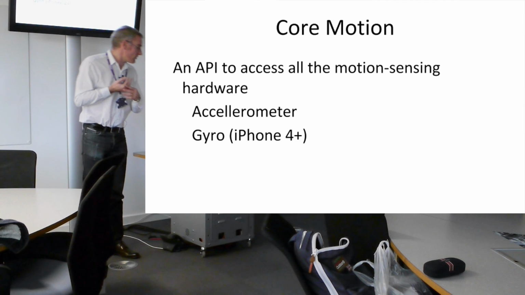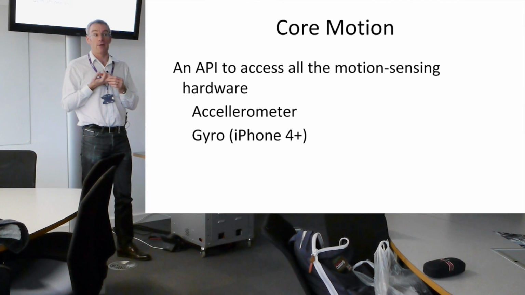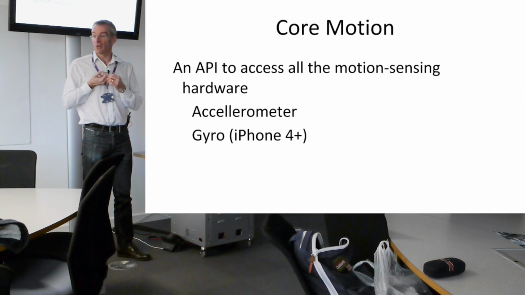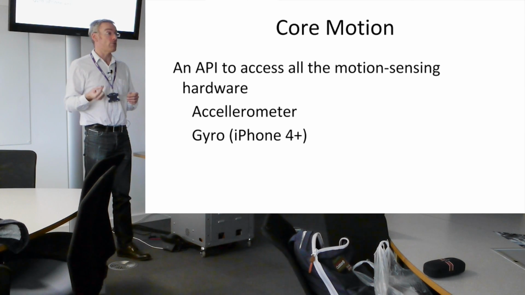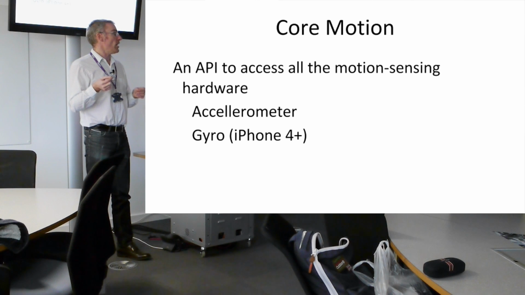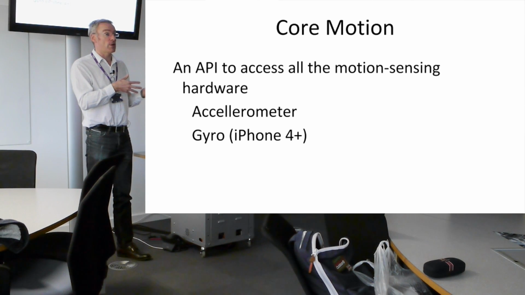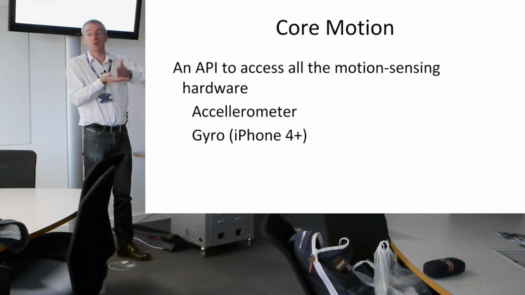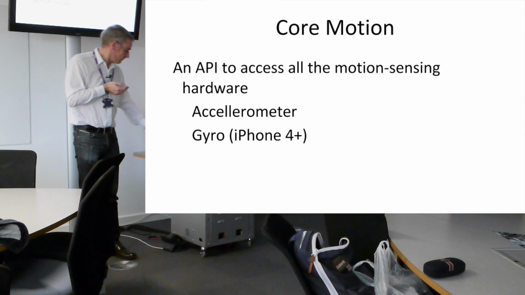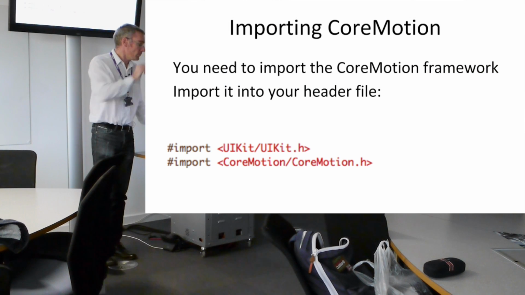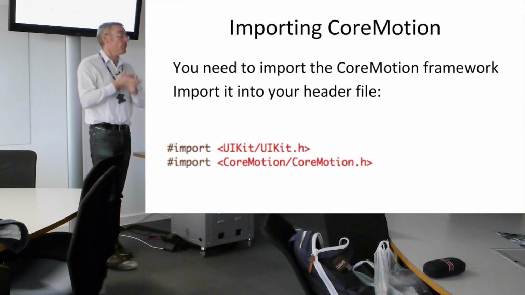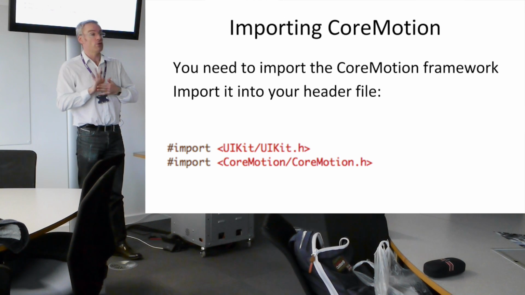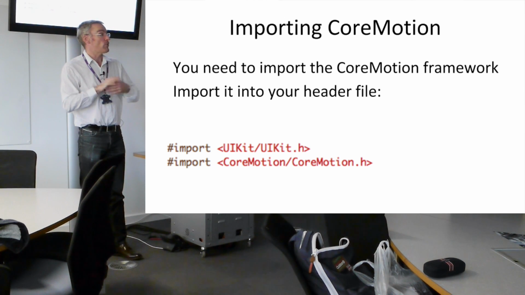The good news is there's been a gyroscope since the iPhone 4. Anything earlier than that, there's no gyroscope, but if you're targeting iOS 7, which you are, then you haven't got to think about it, have you? Because iPhone 4 onwards, which supports iOS 7, also has the gyroscope. So you have to make sure you import the framework into your project, and then import core-motion.h into your header file, and that'll give you access.